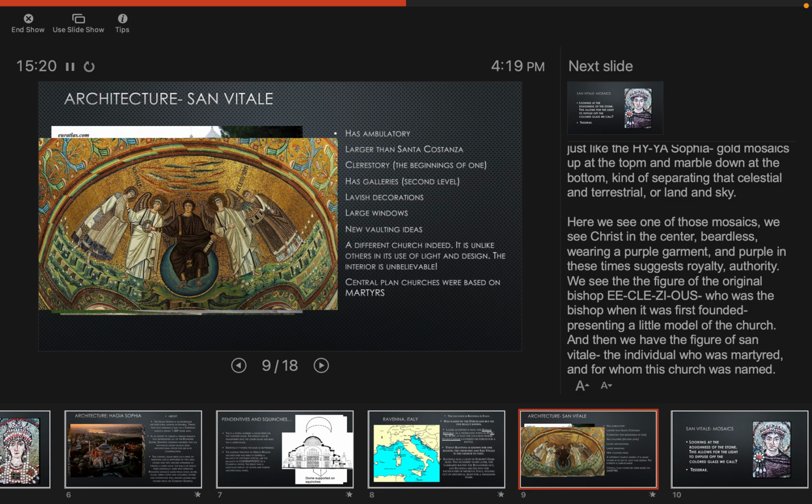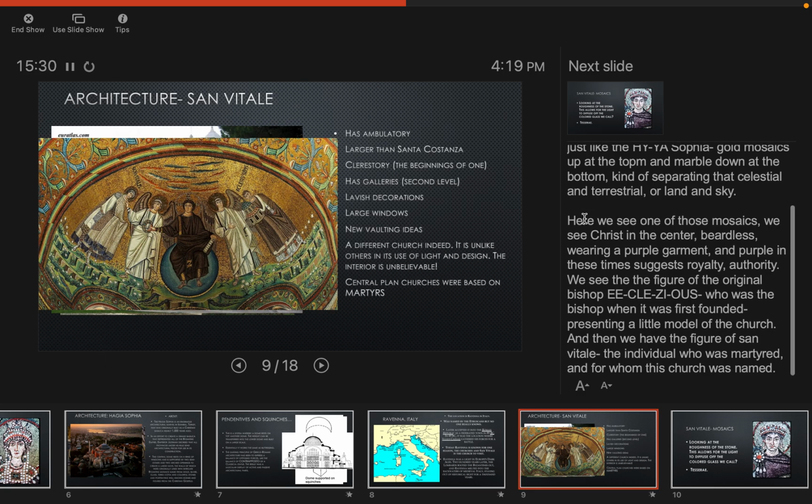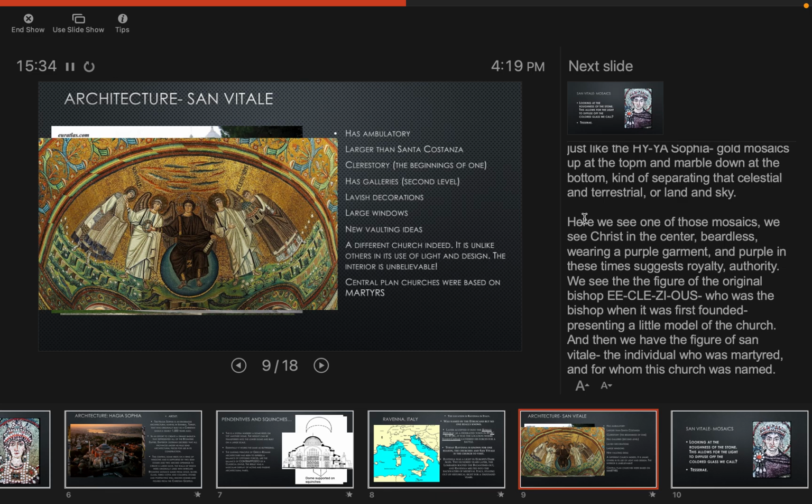We see the image of the original bishop, Ecclesius, who was the bishop when it was first founded, holding a little model of the church. And then we have the figure of San Vitale, or the individual who was martyred and for whom this church was named.